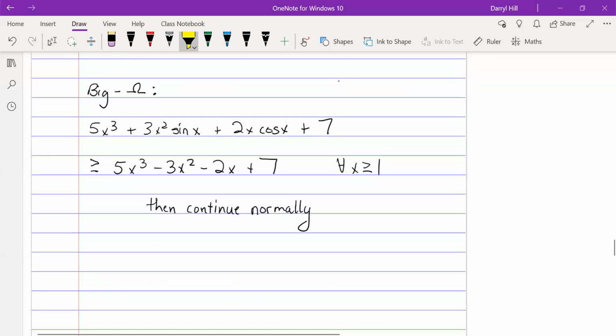And if I do big omega, then I would say, well, this is greater than or equal to 5x squared minus 3x squared minus 2x plus 7 for all x greater than or equal to 1, because that's sort of the smallest my function could be, and then continue normally. All right. Any questions on that?